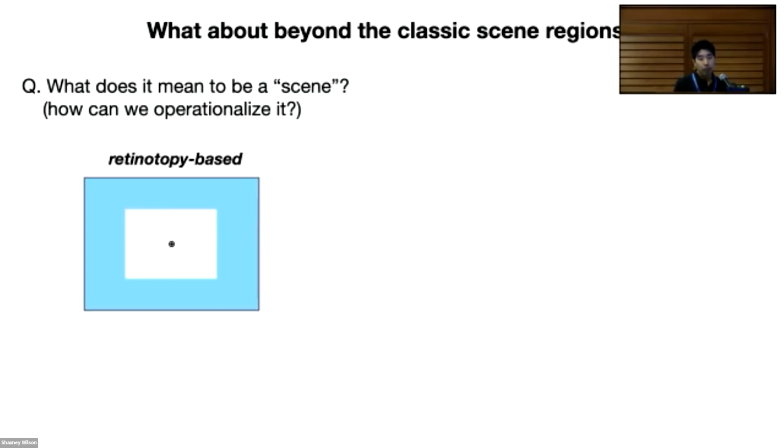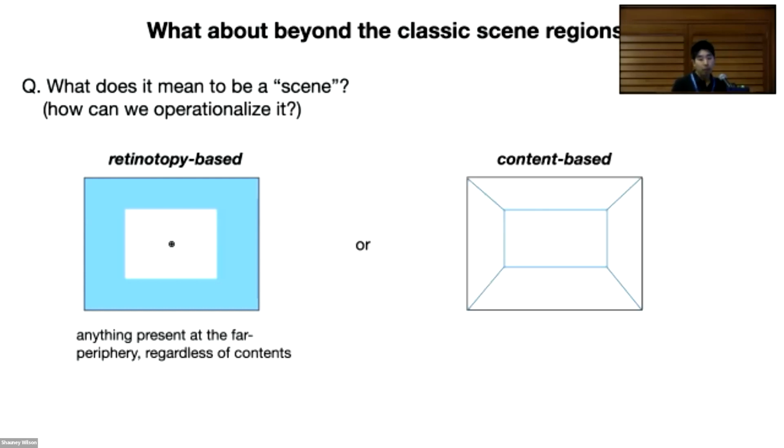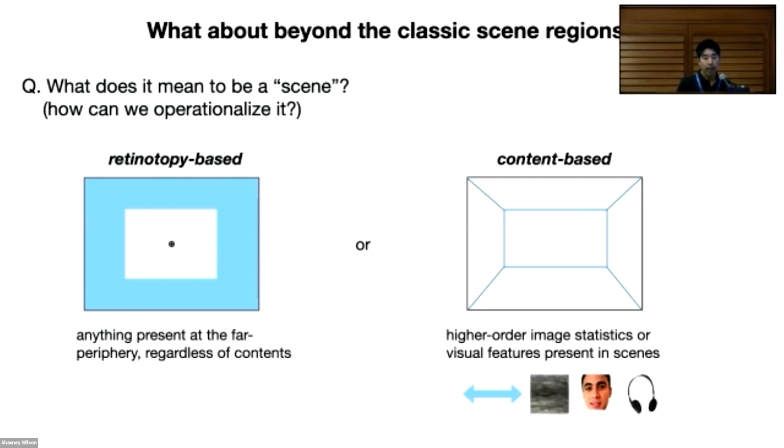So the first option could be a purely retinotopy-based one. Within this framework, anything at the far periphery, either faces or objects, could be a part of the scene. So this is kind of like an embodied sense of a scene. Another option could be a more content-based one. Within this framework, a scene has higher-order image statistics or unique features that are distinguishable from phase-scrambled or other category images. Okay, so based on this, we are going to look at two different contrasts.